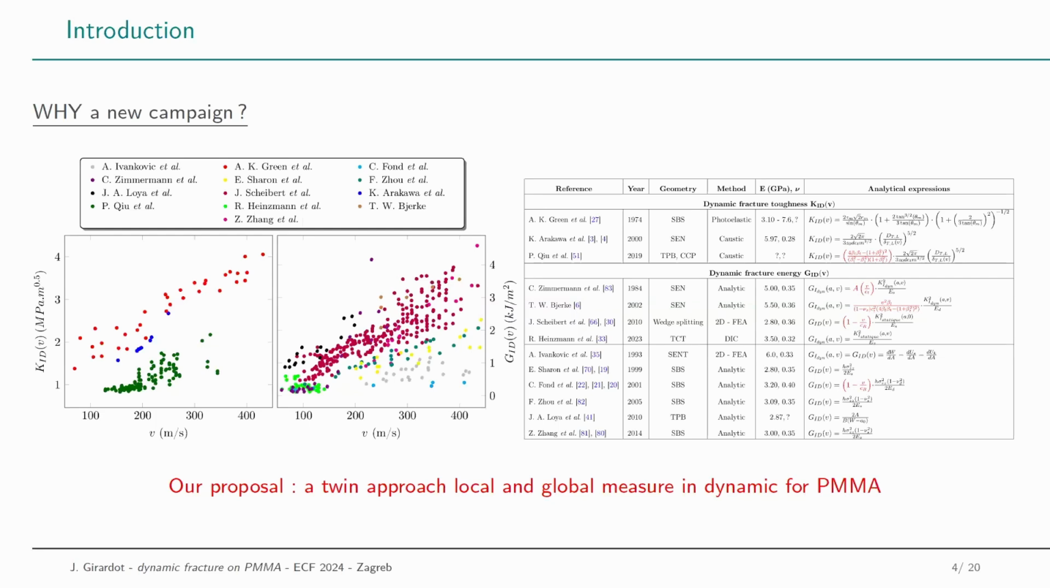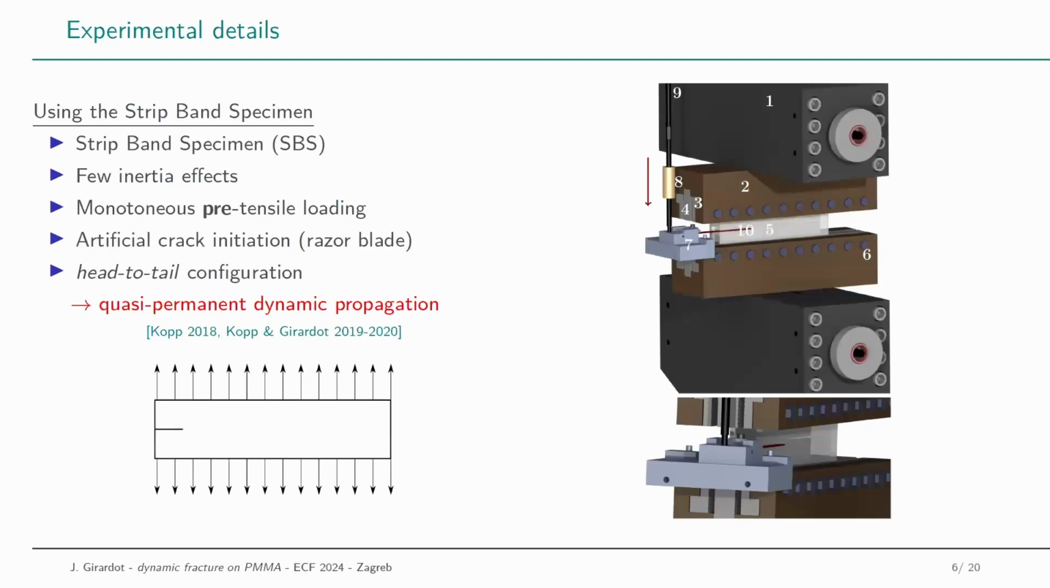But now, in this case, we will measure at the same time a local fracture toughness and a global fracture energy. And to do that, I will present the experimental setup that we use. It's a strip band specimen. The scheme explains to you the loading. Here you have some CAD illustration of our system. In fact, the strip band specimen test is well known to have few inertia effects.